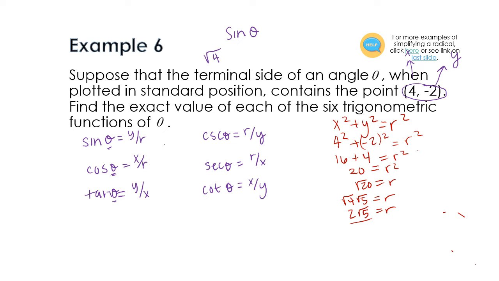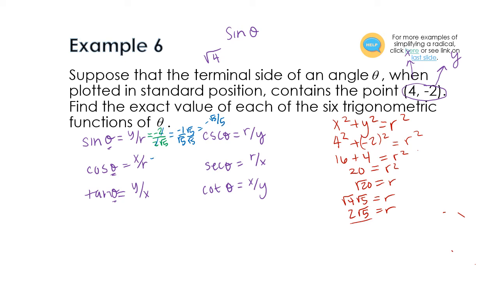So the sine is y over r. So the y value is negative 2. The r value is 2 root 5. Okay, so that will simplify and give me negative 1 over root 5. We can't have a square root in the denominator, so I need to multiply by root 5 over root 5, which gives me negative root 5 over 5 for the sine.